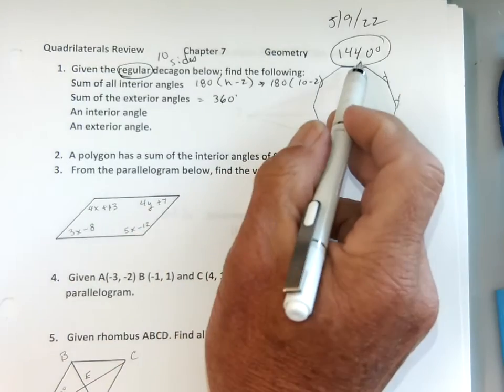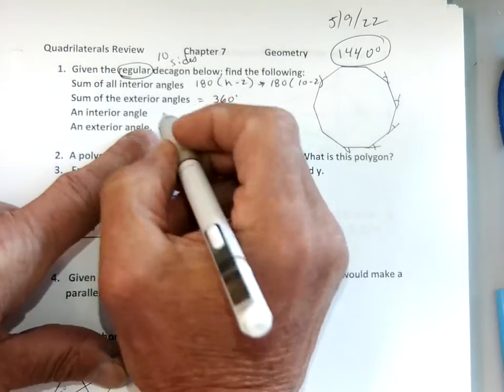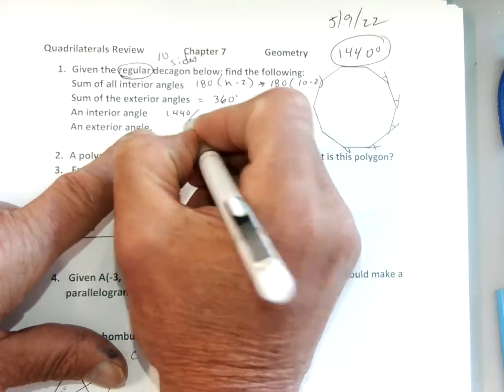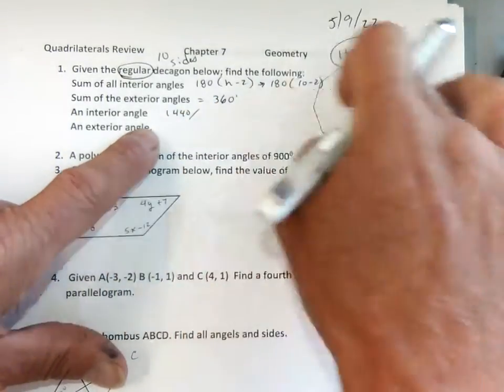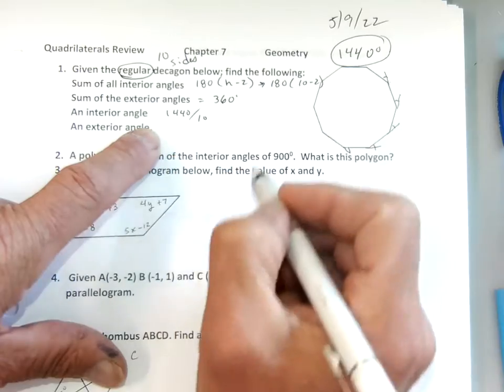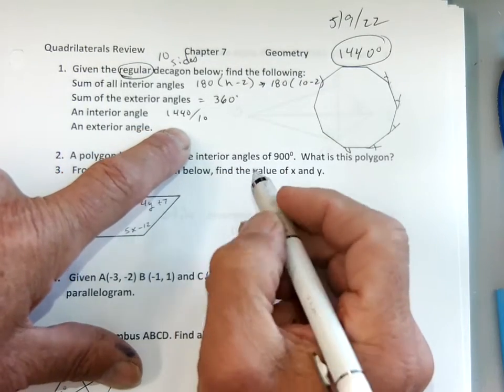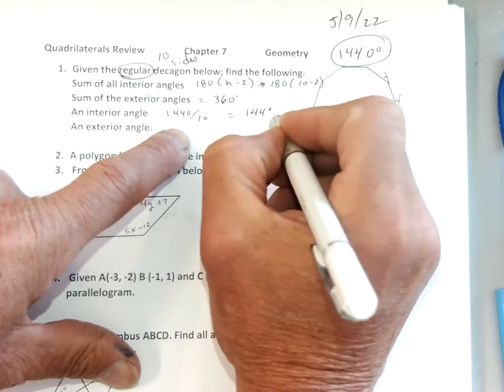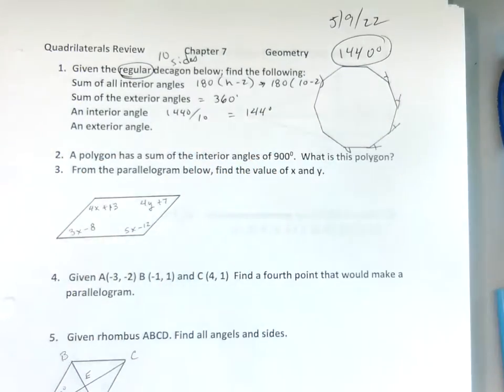Now, an individual interior angle, since it's regular, we can figure that out. So we take the answer from above, we take our 1,440, and since there's 10 angles, we divide it by 10 to get one individual angle. Okay? That gives me 144 degrees.